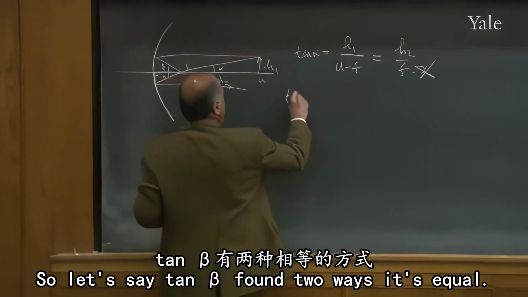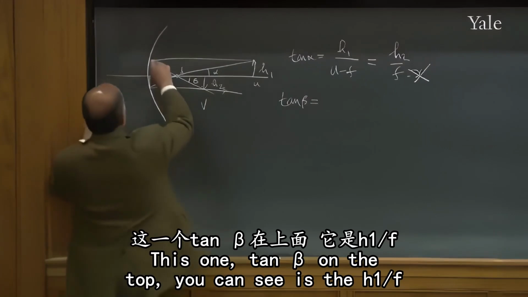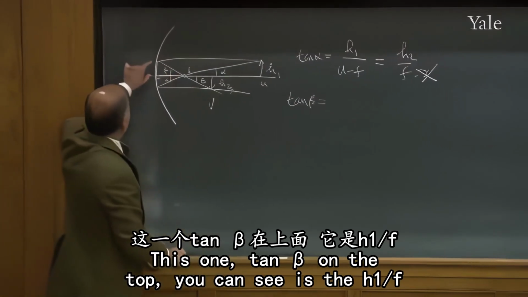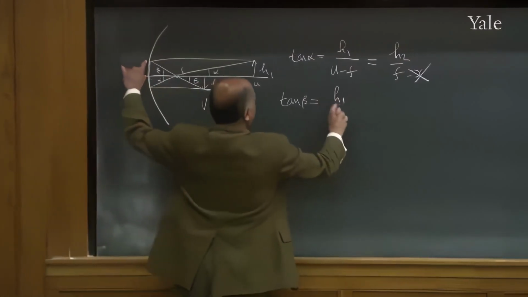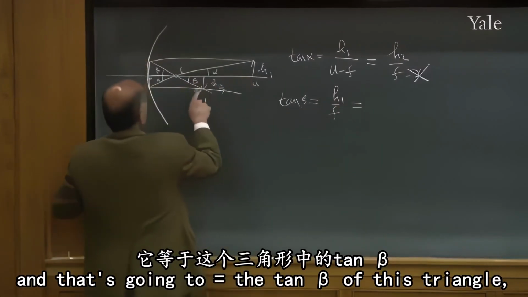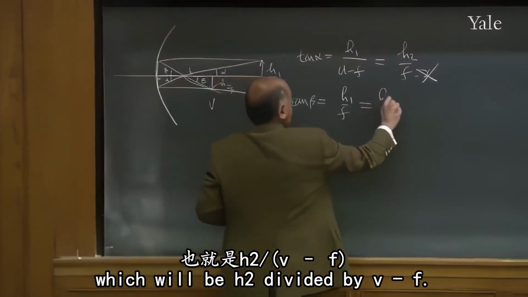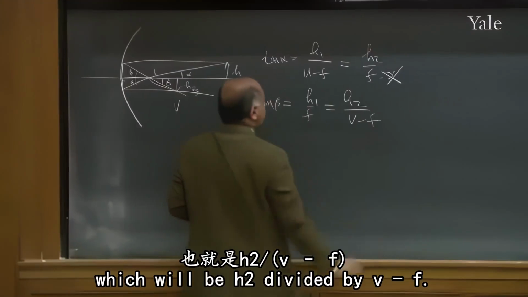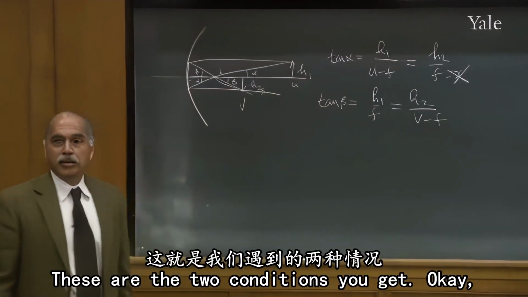So let's say tan beta found two ways is equal. This one, tan beta on the top, you can see is h1 divided by f, and that's going to be equal to the tan beta of this triangle, which will be h2 divided by v minus f. These are the two conditions you get.